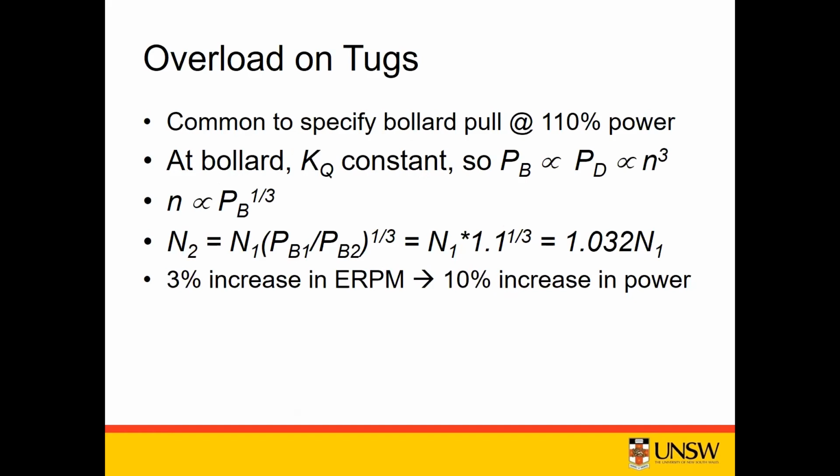I said earlier that it's common to specify a bollard pull requirement at 110% power. So I mentioned that you need to increase the RPM by 3% in order to get a 10% increase in power. So it's fairly easy when you're on trials on a tug to have the engine manufacturer's representative lift the governor check to give you that 3% increase in power and run it up to the 10% overload and find out what the bollard pull is, because you've always got a dynamometer on trials on the tug.